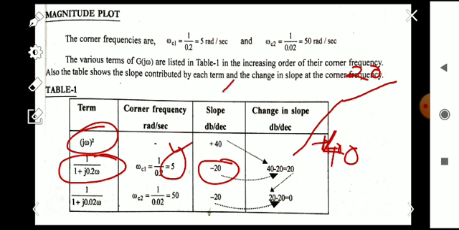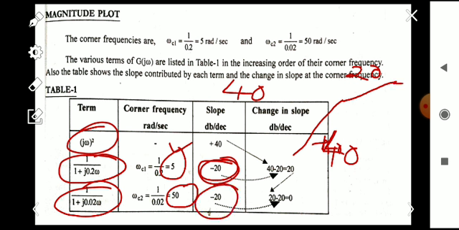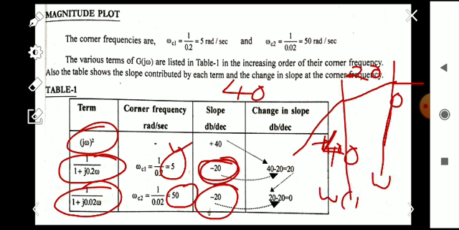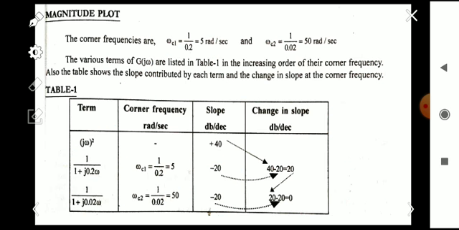That is, from 40 decibel per decade slope, if you are adding a minus 20, the slope will become 20. And at 50 radian per second we are adding another term, which also has minus 20, so the slope becomes 0. This is omega c1 and this one is omega c2. Approximately our graph shape will be like that. So 2 changes will be there. That is the concept of this magnitude plot.